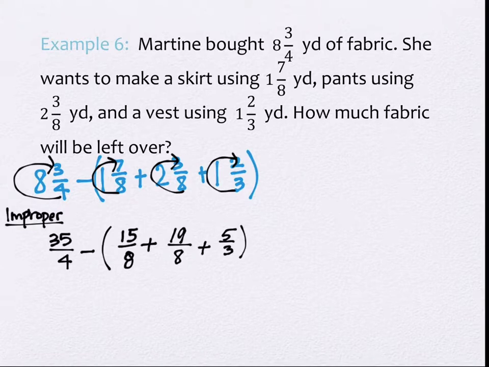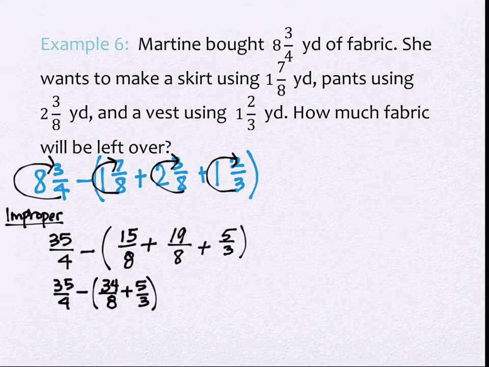Okay, so 2 of them already match, right? So can we just combine those without going much further? Yeah, sure. So this is 35 over 4. And then what's 15 plus 19? 34. So 34 over 8 plus 5 over 3.